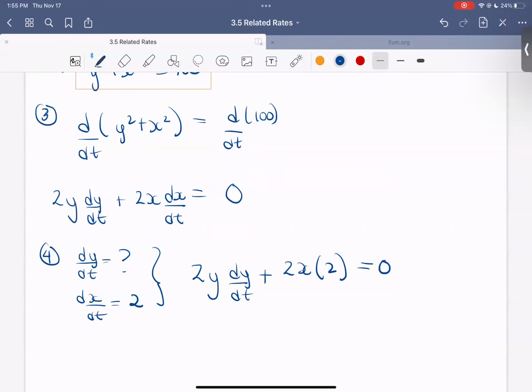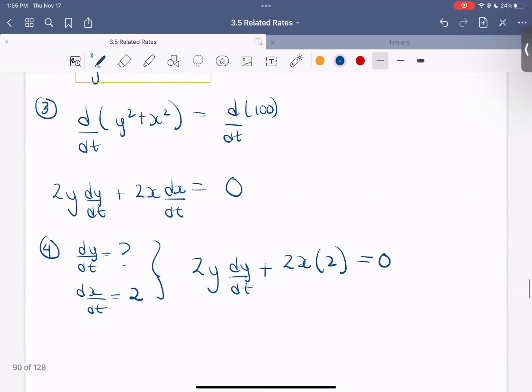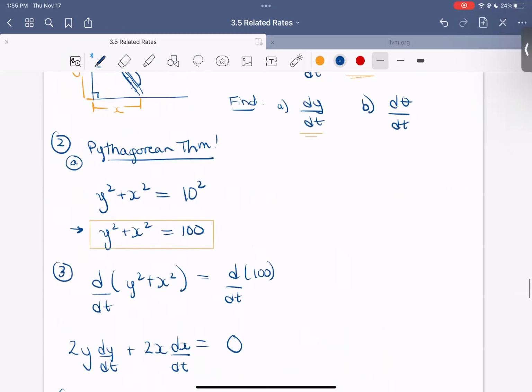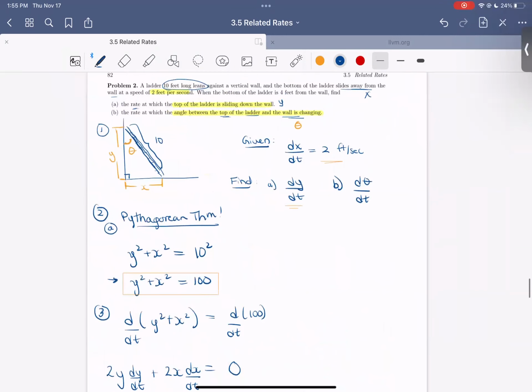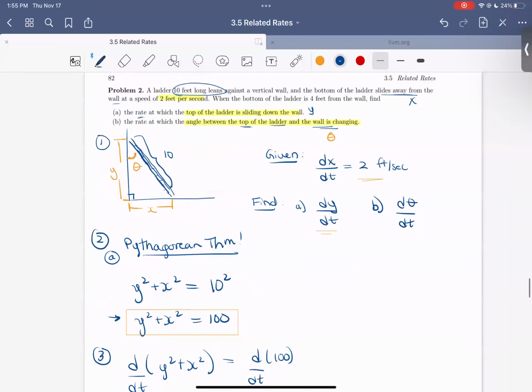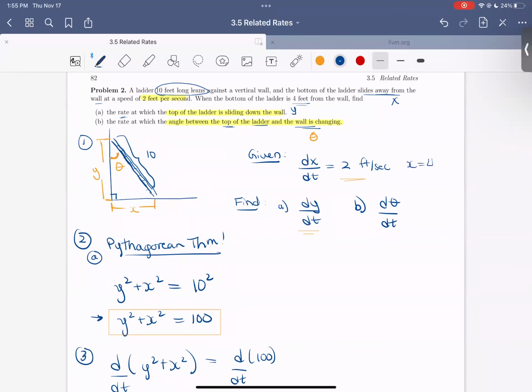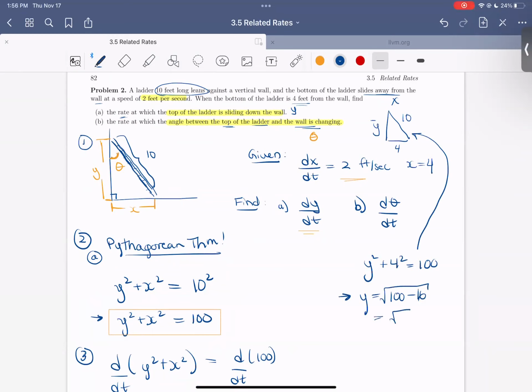Now let's recall we know a little bit more information here. We're also told, and maybe we can write that in the given, that when the bottom of the ladder is 4 feet from the wall, x is equal to 4. Furthermore, we have the image set up when x is equal to 4: 10 feet here, 4 feet here, some y amount here. Now we can solve for y. We know y squared plus 4 squared equals 100. Solving for y, we get the square root of 100 minus 16, so that is the square root of 84.